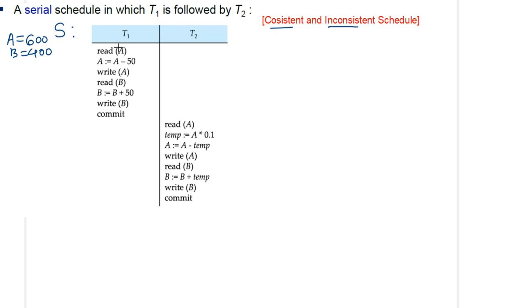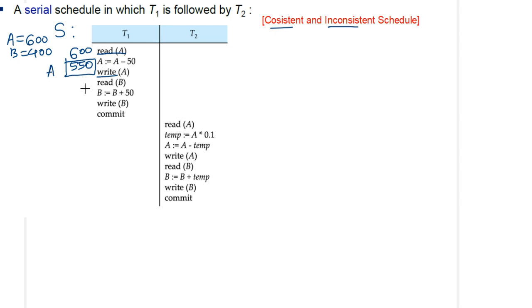First, T1 executes the read A command. So read A, that is 600. It performs A is equal to A minus 50, that is 550, and it writes it. Write A means this 550 will be written, which is the final value of A, right?